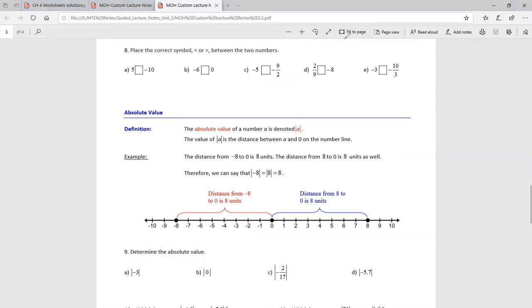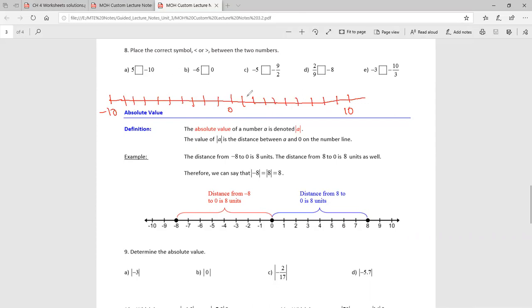Place the correct symbol less than or greater than between the two numbers. So 5 versus -10. So you got to think about where these would fall on a number line. And drawing up the number line might even be helpful. So let's just put a 0 here. Let's go right 1, 2, 3, 4, 5, 6, 7, 8, 9, 10. I'm doing this super quick. 1, 2, 3, 4, 5, 6, 7, 8, 9, 10. And I'm not going to label every single one.